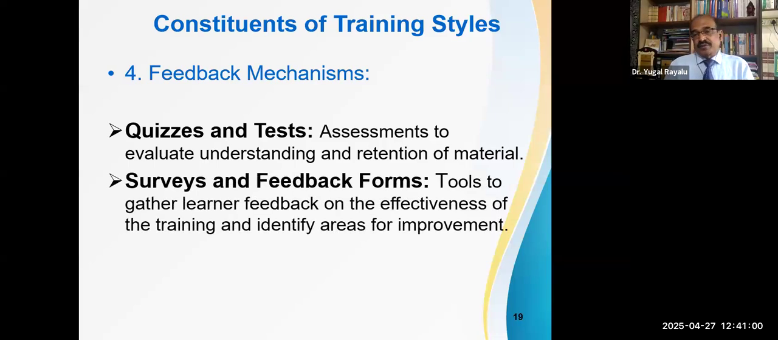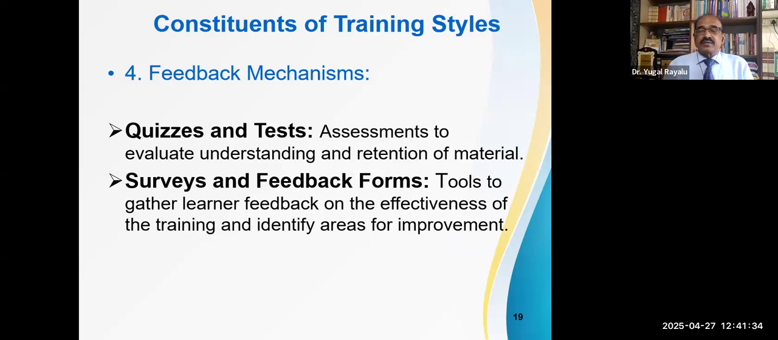Surveys and feedback forms. Now, the feedback forms online are so easy now. If you just know the phone numbers of all the 30 trainers, you can in a second send Google Forms to all the 30 trainers. And in 15 seconds, they can send you the feedback. And then you can analyze that and start the training program. Feedback mechanism. Tools to gather learner feedback on effectiveness of the training and identify areas for improvement.